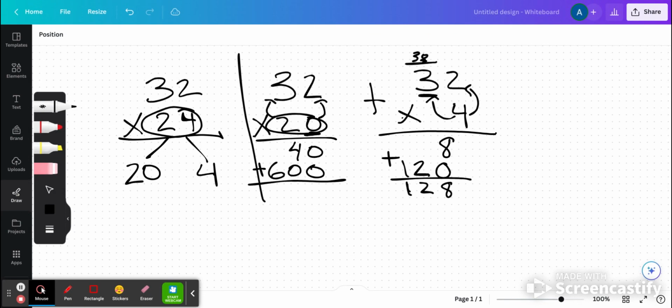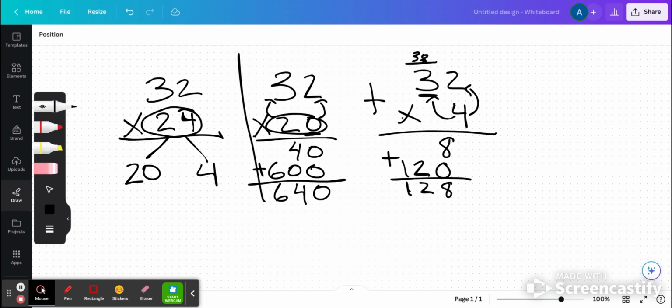We're going to add these two parts together. 0 plus 0 is 0. 4 plus 0 is 4. And then 6 plus 0 is 6. So 32 times 20 is 640. 32 times 4 is 128.